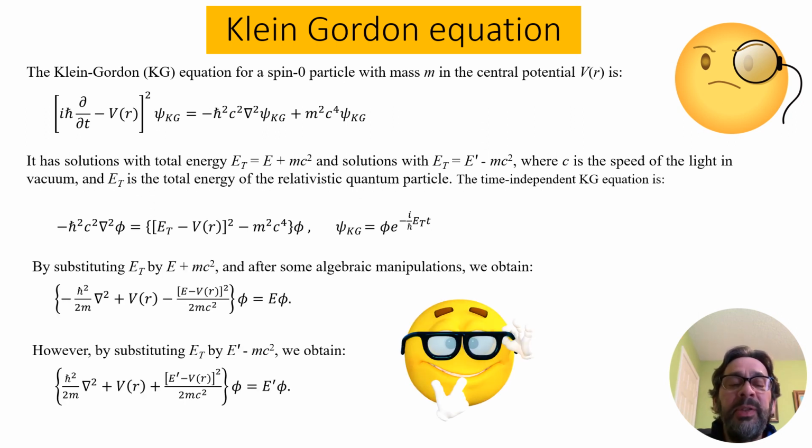By substituting the total energy by E plus mc² in the time-dependent Klein-Gordon equation, and after some algebraic manipulation, we obtain the equation below. However, by substituting the total energy by E prime minus mc², we obtain the other equation below. These two equations are obtained from the time-dependent Klein-Gordon equation for the case that the energy is E plus mc² or E prime minus mc². These two equations will be used later.